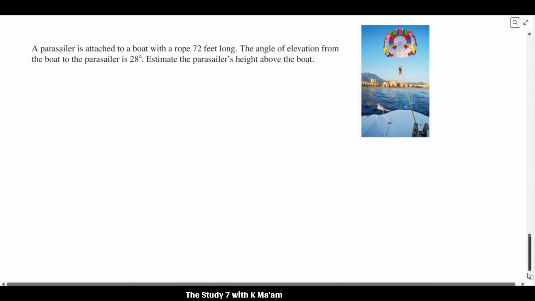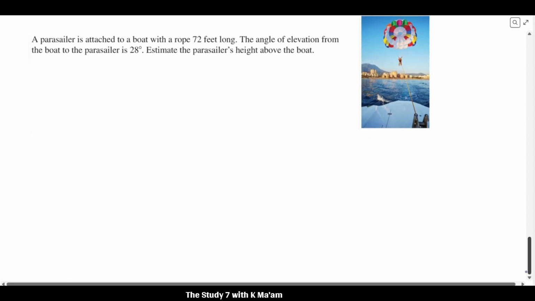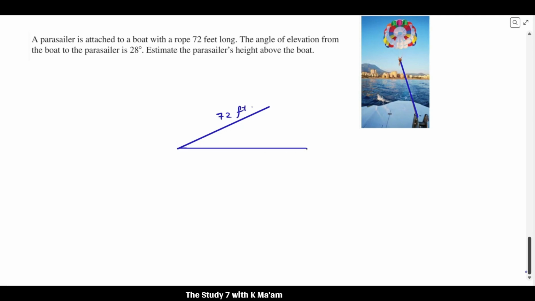Next, we have this question. A parasail is attached to a boat with a rope of 72 feet. So this is the rope, 72 feet. The rope is not straight, it will be a slant. So the rope is 72 feet. The angle of elevation from the boat to the parasailer, so this is the angle of elevation. Elevation means down to up, which is 28 degrees. Estimate the parasailer's height above the boat.